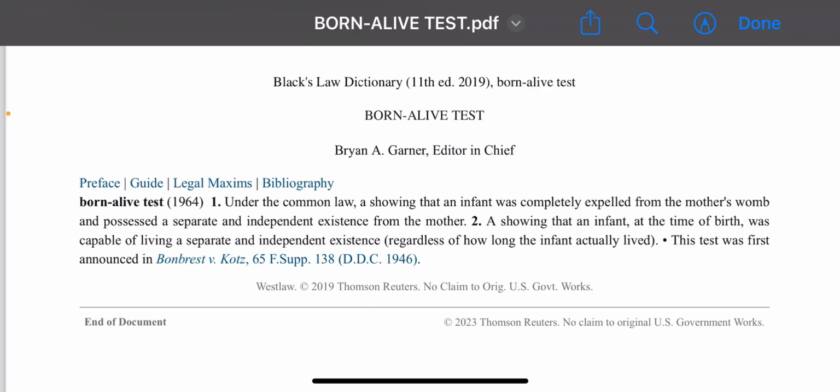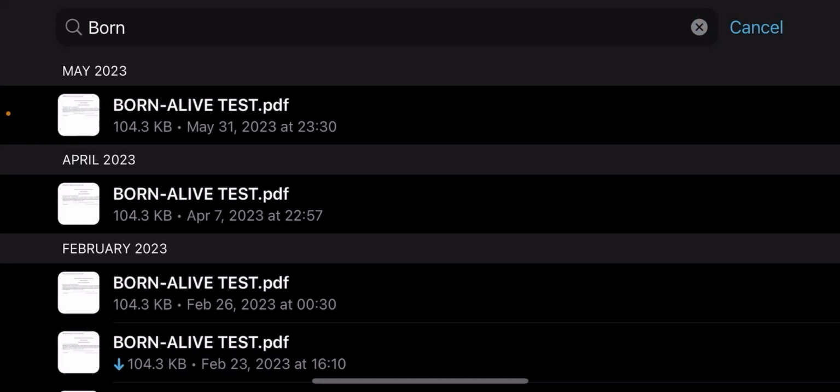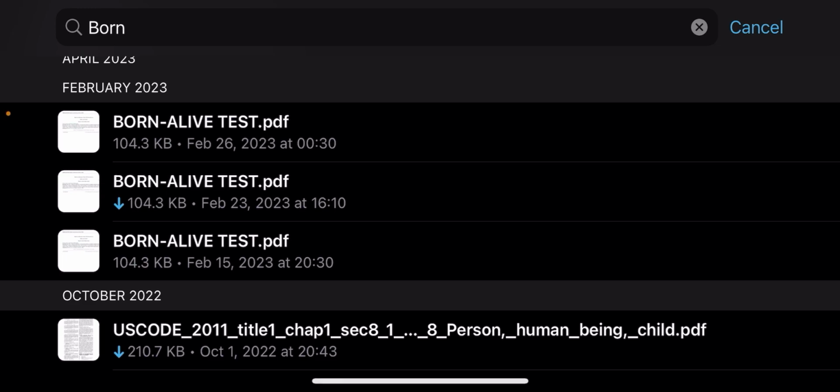But look at definition number 2. A showing that an infant, at the time of birth, was capable of living a separate and independent existence regardless of how long the infant actually lived. This test was first announced in Bonbrest versus Coates. So there was something that was born alive. Now, let's go here. Let's see.